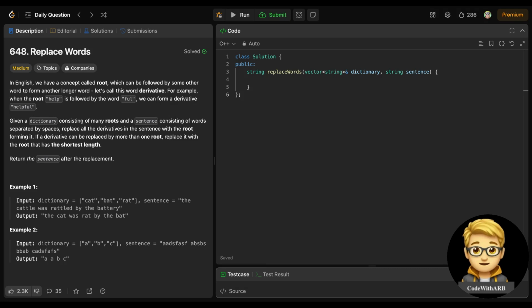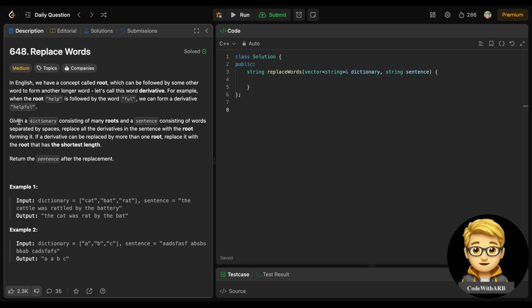So here we are given that in English we have a concept called root, which can be followed by some other word to form another, longer word. Let's call the word a derivative. For example, when the root help is followed by the word full, we can form the derivative helpful. So here the root is help, and when we add full to this root it becomes helpful.